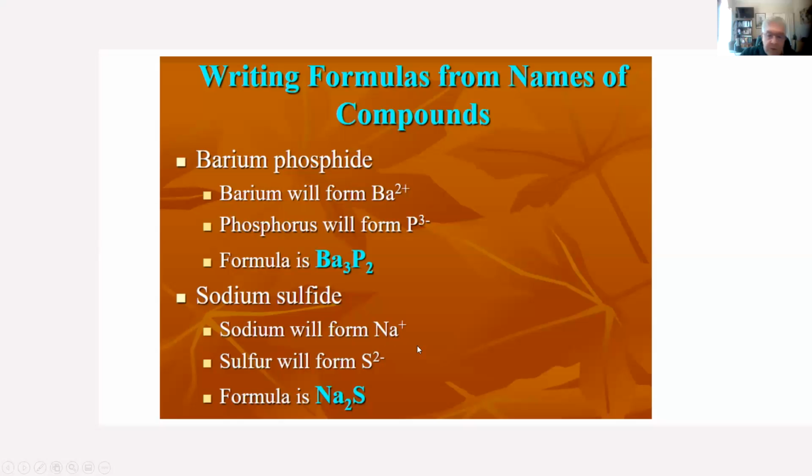In the case of sodium sulfide, sodium is +1 because it's in group 1, and sulfide is in group 6, so it's negative 2. Then in this case, you interchange. The negative 2 goes as subscript of sodium, and the positive 1 goes as subscript of sulfur.